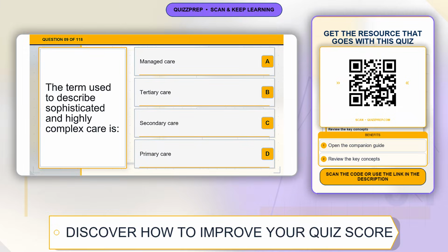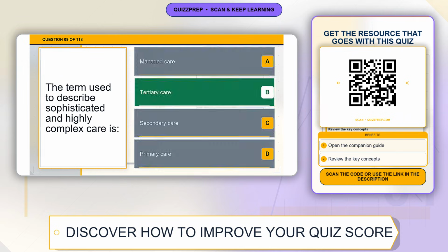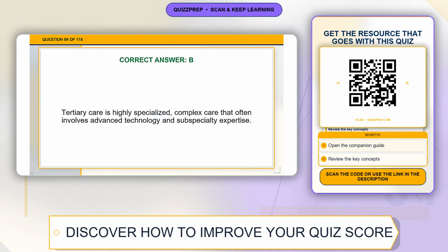Question 9. The term used to describe sophisticated and highly complex care is: option A, managed care; option B, tertiary care; option C, secondary care; option D, primary care. The correct answer is option B, tertiary care. Explanation. Tertiary care is highly specialized, complex care that often involves advanced technology and subspecialty expertise.